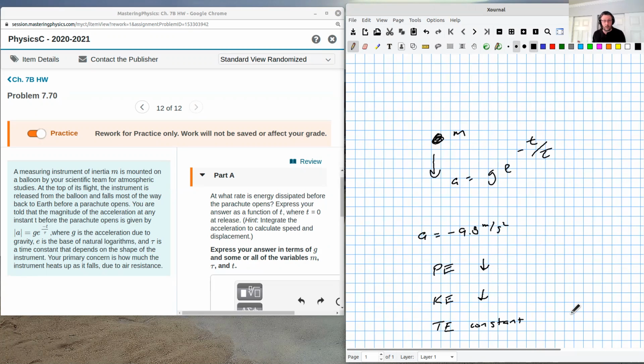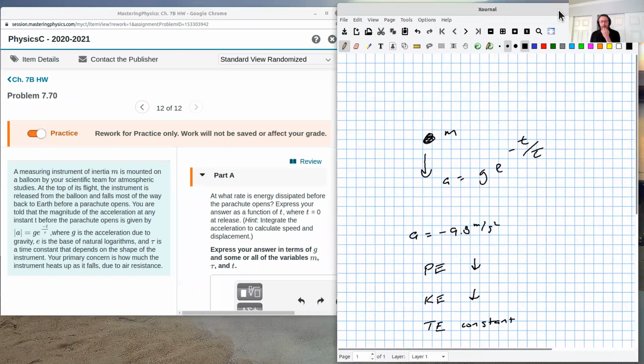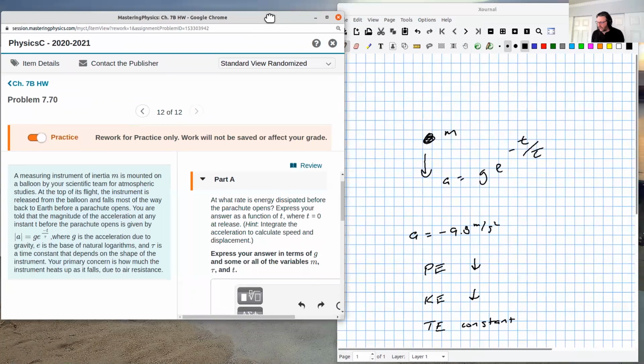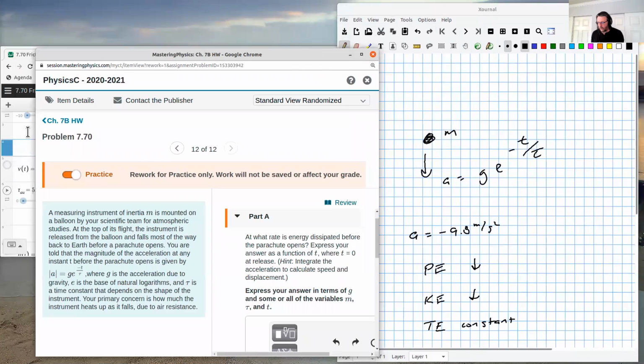Heat is another form of energy other than potential and kinetic. And if it's being generated, that means that some of that potential and kinetic must have been converted into heat. So the question is asking, at what rate is energy being turned into heat if we have this function for the acceleration? So I want to think about that. What would happen if you have an acceleration like this that's not constant? Well, let's look at that function, g e to the minus t over tau.